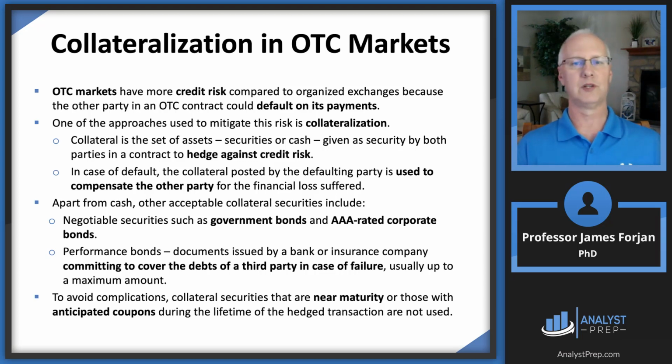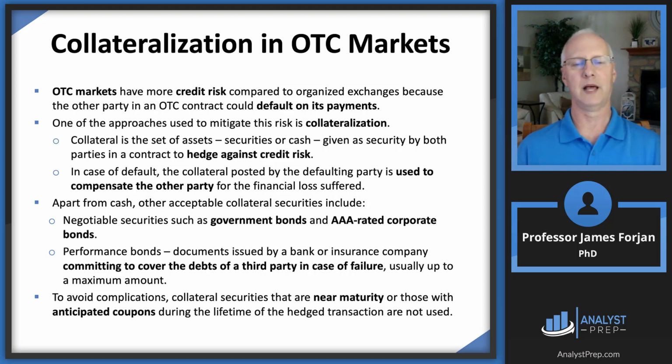So what we're going to do is take a set of assets, a set of financial securities or cash, and they're going to be given as security by both parties in a contract to hedge against this credit risk. So what happens is that you can use, notice I got some circle points there, you can use AAA rated bonds, you can use US Treasury bonds, and you can use that as part of your margin. So this is the collateralization. And so what happens though, if one party loses, then the other party can just take ownership of those securities.